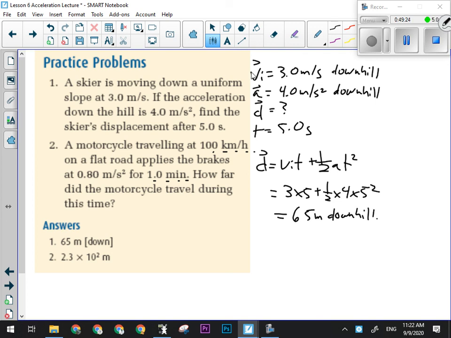Everybody all right with that one? Okay, questions on the first one? And we play on the second one. Okay, I'll give you 2 more minutes and then I'm going to go through the second one and then I've got a couple of acceleration videos to show you.